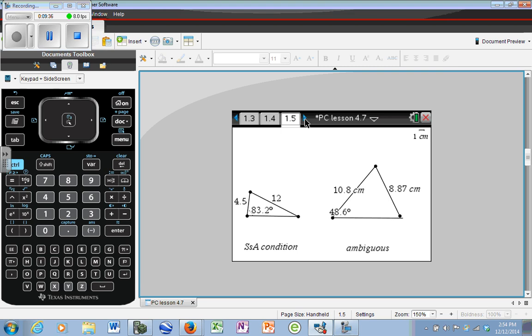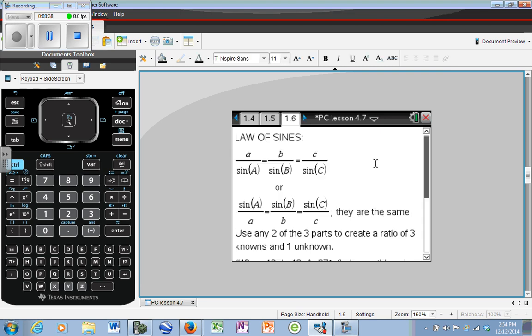Okay, let me give you some things to look at here with those laws. What are those laws? Well, out of the book, here's what they look like. The first one here, all the sides are on the top, the angles are on the bottom, but they correspond. A goes with A, B goes with B, C goes with C. These bottom ones here are called just the reciprocal form. And it doesn't matter which one you use, they're the same.